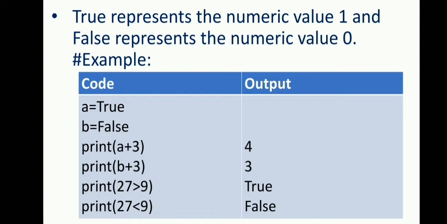Similarly, the next print statement, print B plus 3, will display the value 3. Since the numeric value of False is 0, 0 plus 3 is equal to 3, so the output is 3.